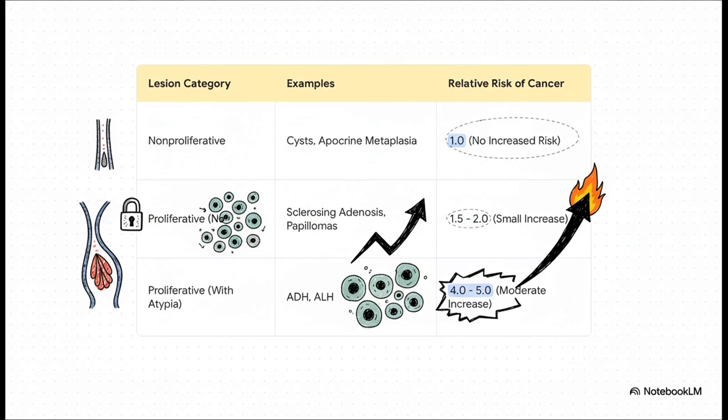The second is proliferative disease, but without atypia. Here, the cells are multiplying, so the risk goes up just a little bit, maybe 1.5 to 2 times. But the third category, proliferative disease with atypia, that word, atypia, changes everything. As soon as you see atypical cells, the risk jumps up to 4 to 5 times.